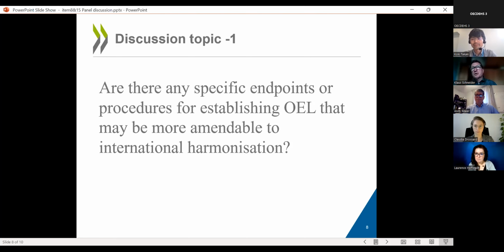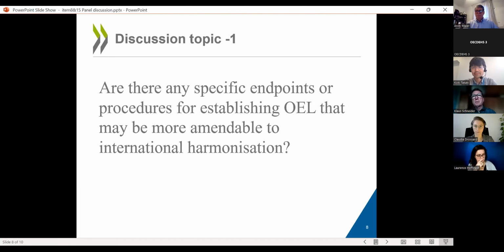Specific endpoints, I'm not so sure what's actually meant here. If it's toxicological endpoints, then I would say that there have been attempts to look specifically to, for example, reproductive toxicity, whether this needs different procedures compared to other endpoints. But this would be, from my perspective, not the highest priority. Rather, we should first go for a common understanding of the principal procedures and then do the more specific items afterwards.